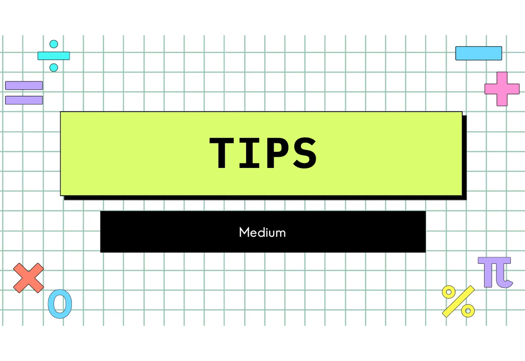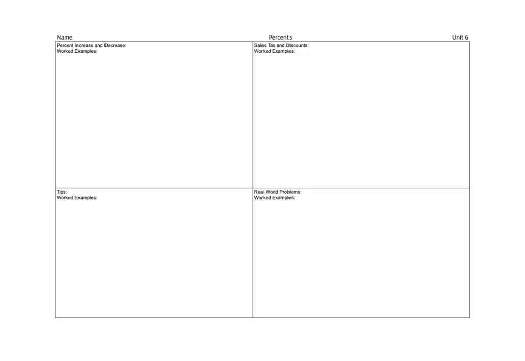Welcome back to Unit 6, Percent Applications. This is skill number 3, which talks about tips, and this is your medium video. Now, in this video, we're going to be looking at how to find the new value after you apply the tip. If you don't already have it out, go ahead and grab your note sheet. We're going to be working on this bottom left corner where it says tips, and we'll be doing some medium examples. I've got about 2 of them for you.